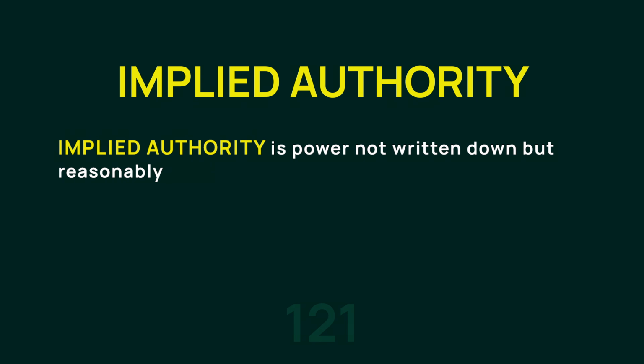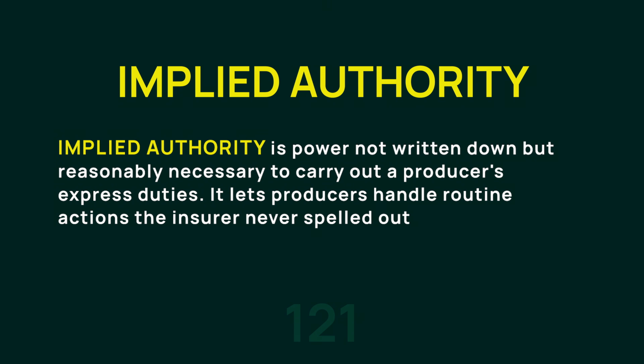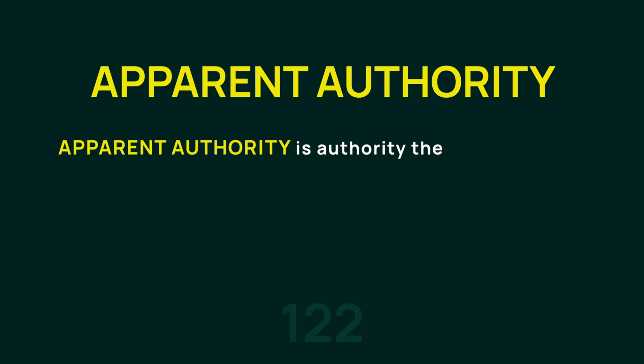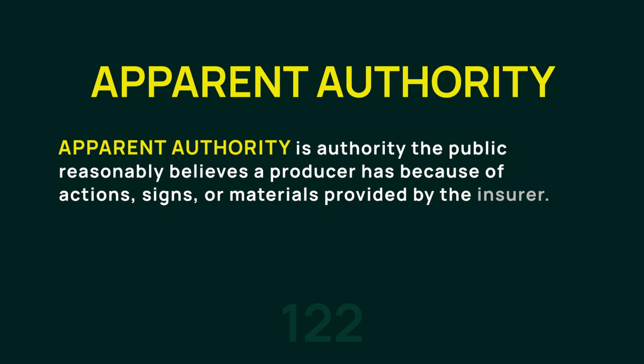Implied authority. Implied authority is power not written down but reasonably necessary to carry out a producer's express duties. It lets producers handle routine actions the insurer never spelled out but clearly intended. Apparent authority. Apparent authority is authority the public reasonably believes a producer has because of actions, signs, or materials provided by the insurer.